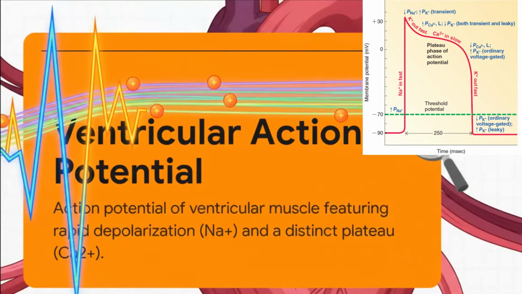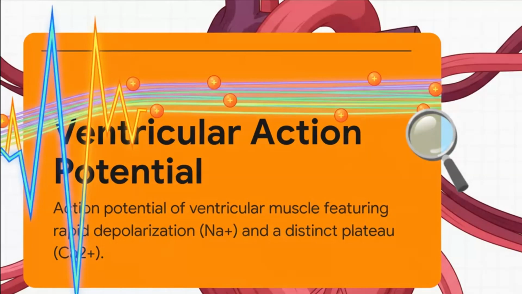Now, these ventricular muscle cells have a totally different job than the pacemaker cells, right? Their job is to contract, and contract hard, so it makes sense that they have a very different type of action potential. We call it a fast response potential. Unlike the SA node, these cells have a stable resting potential. They wait to be told when to fire, and their most famous feature is a long, distinctive plateau phase.